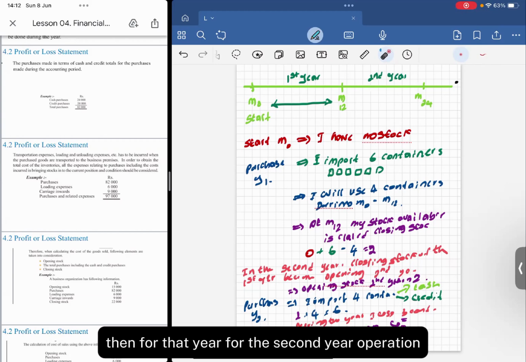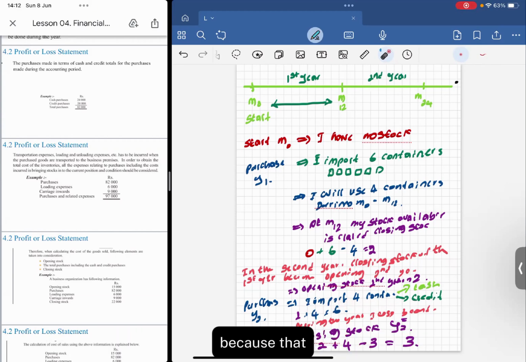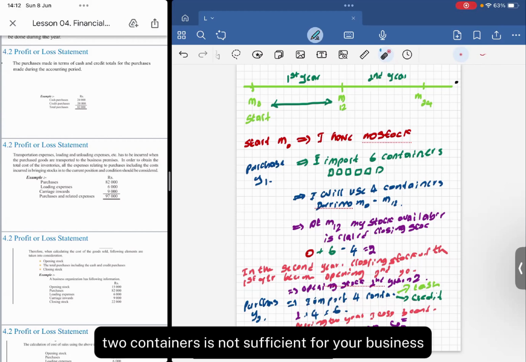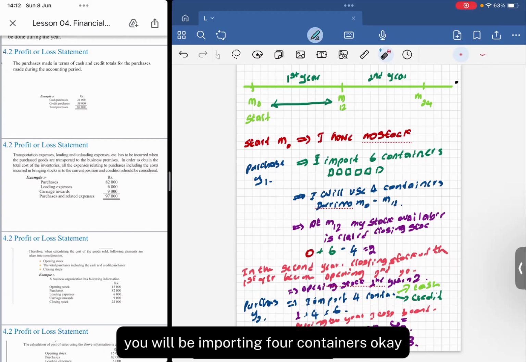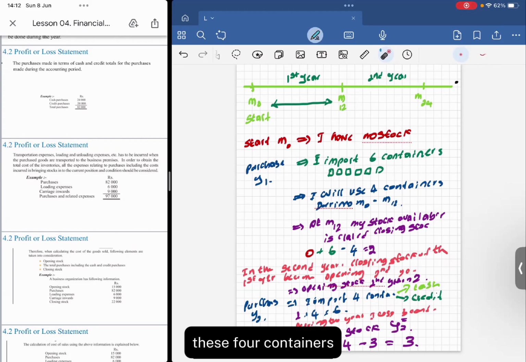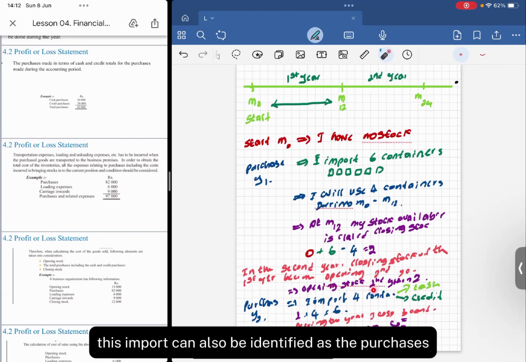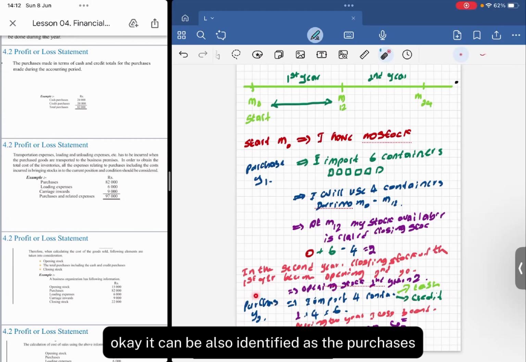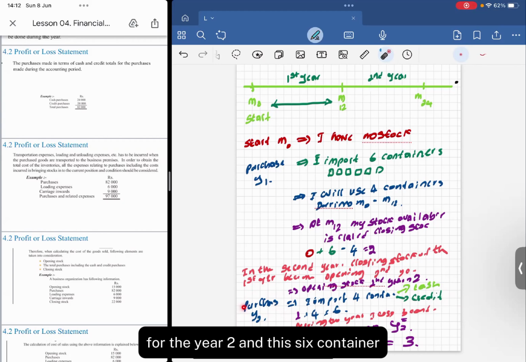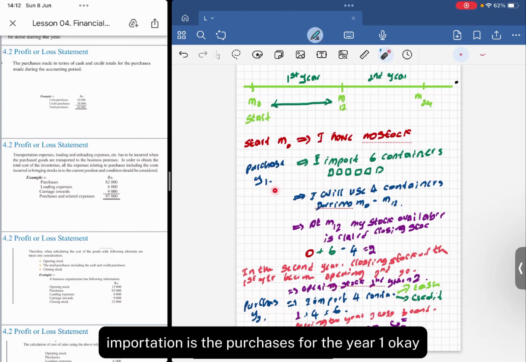Then for the second year's operation, you will be importing another 4 containers. Why? Because those 2 containers are not sufficient for your business. Of these 4 containers, let's say some are imported in cash and some in credit. This import can also be identified as the purchases for year 2, and the 6 container importation is the purchases for year 1.